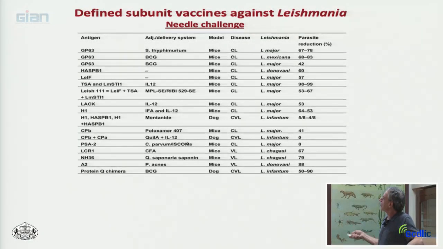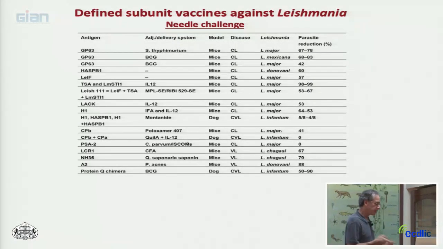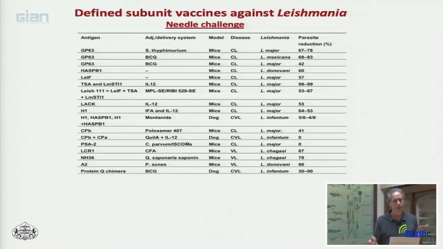So these are the various adjuvants, and this shows the protection. It was never complete protection, but always pretty good protection against parasite loads at the site of challenge. So lots of potential vaccines. There's just lots of them out there.